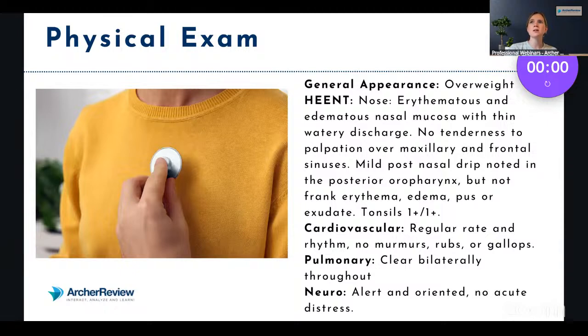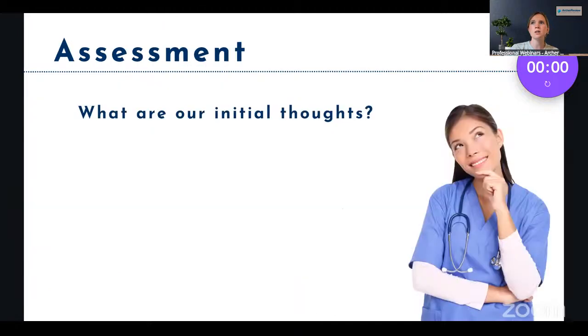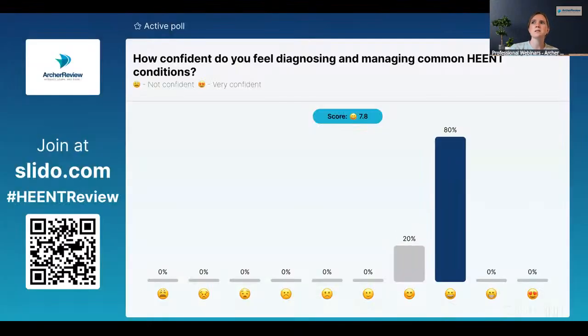On physical exam, her nose is erythematous and edematous. It's got some thin, watery discharge. There's not any tenderness when you palpate over those maxillary and frontal sinuses. She's got mild post-nasal drip, but she doesn't really have frank erythema, pus, no exudates. Her tonsils are pretty normal. Everything else looks good. What are our initial thoughts on Miss Jane?